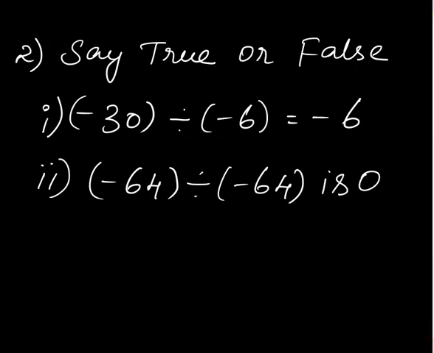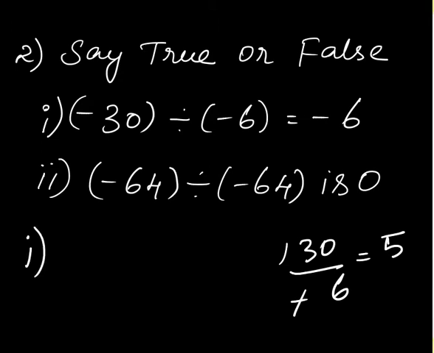Second question, say true or false. Minus 30 divided by minus 6. So minus 30 divided by minus 6. Minus minus will get cancelled. And when you divide 30 by 6, you will get 5. But here the answer is minus 6. So this statement is false.